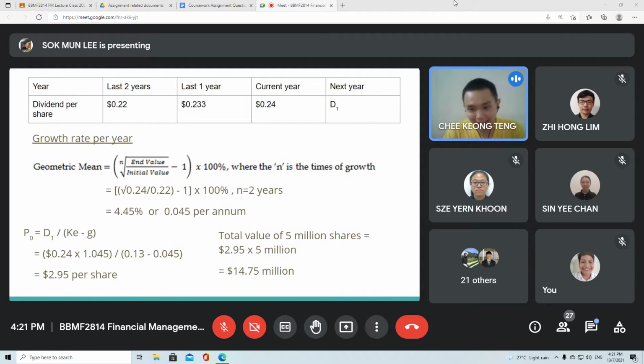You can think of it like this: over the last 2 years, the dividend payout increased from 0.22 to 0.24. If you average it out, the growth rate every year is 4.45%. And we would assume that in the future, G is also 4.45%. That is only one growth rate. Then we have D1: 0.24 times 1.045. Then you will get D1, because we expect that in the future it grows at that rate forever, and divided by KE minus G, you easily get the answer 2.95.